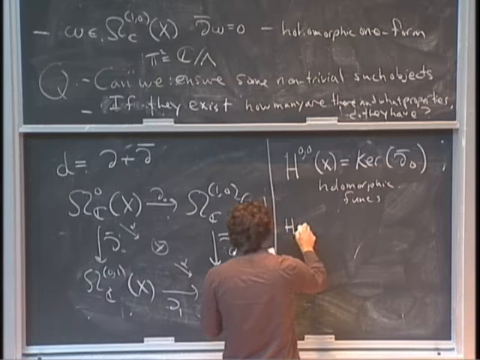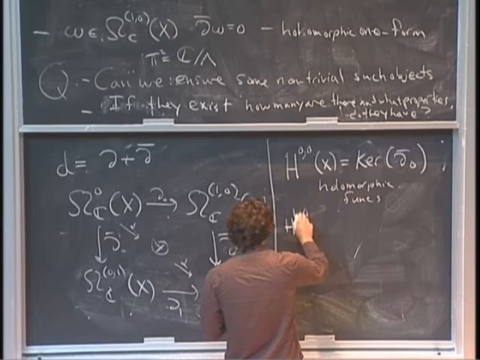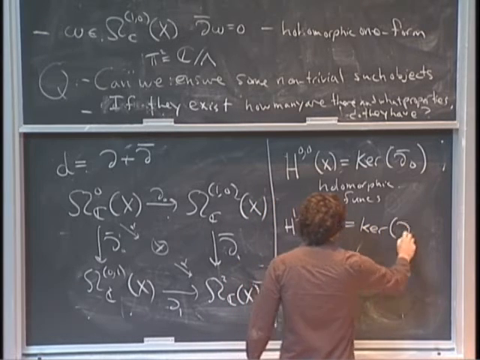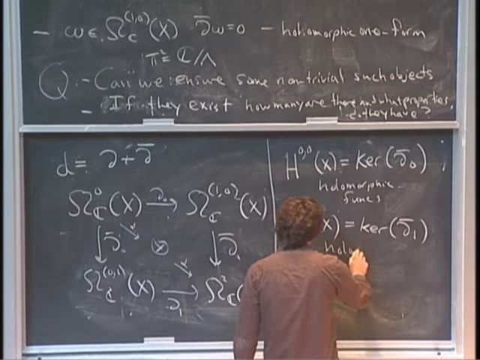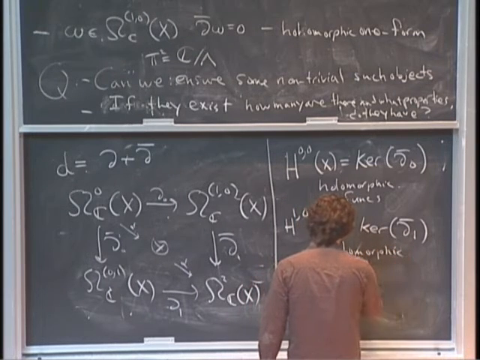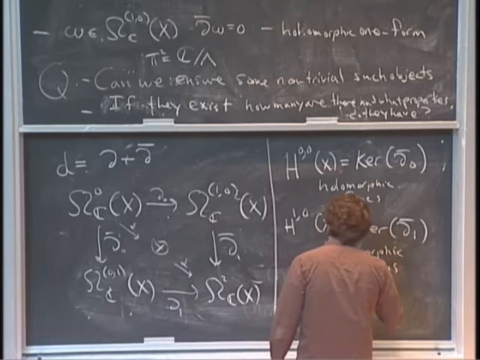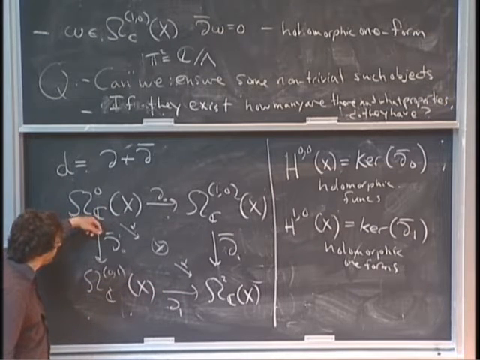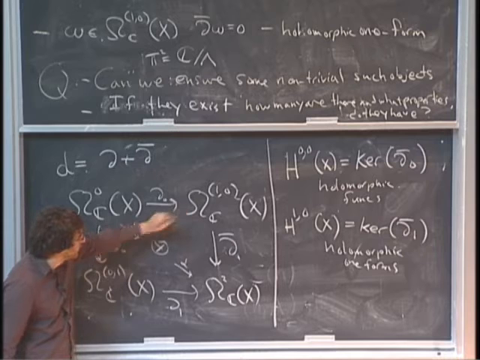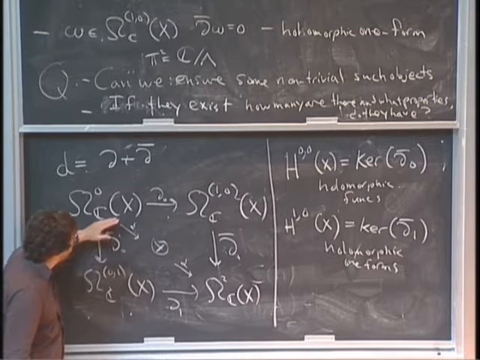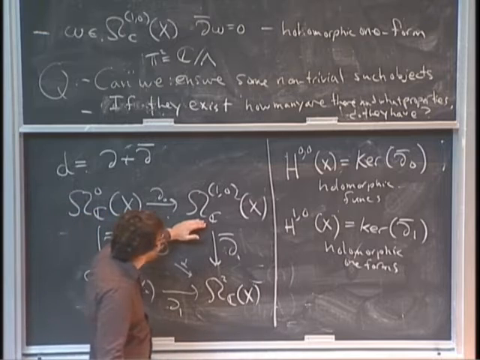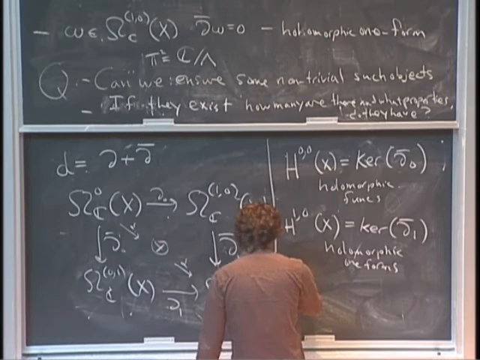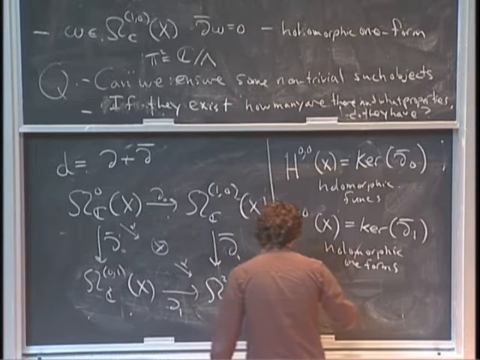So similarly, we have the H^{1,0} of X. So this is going to be the kernel of the del bar, so these are the holomorphic 1-forms. And then we want to introduce some additional groups which correspond to the del bar operations. These are going to be slightly less clear in terms of what they represent, but let's just define them.